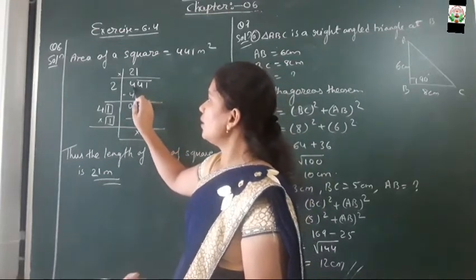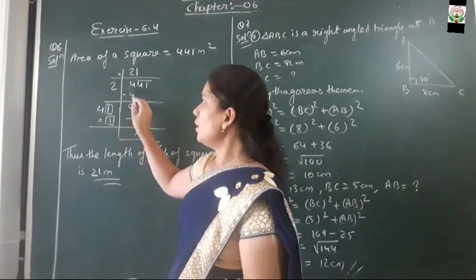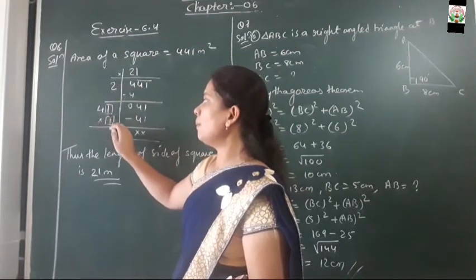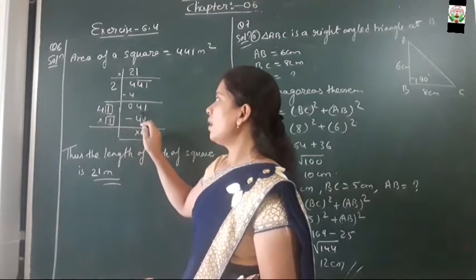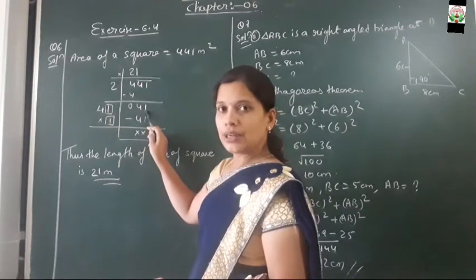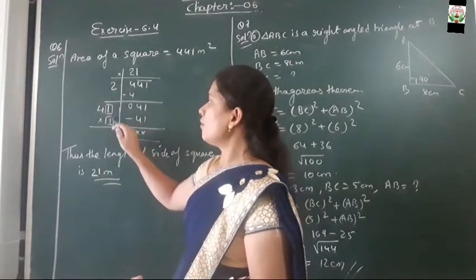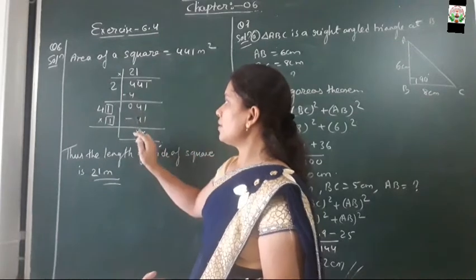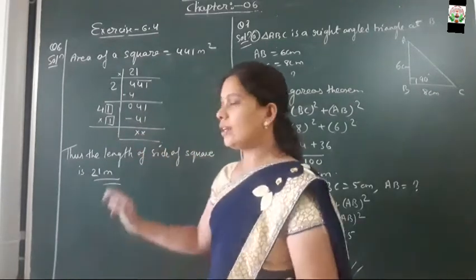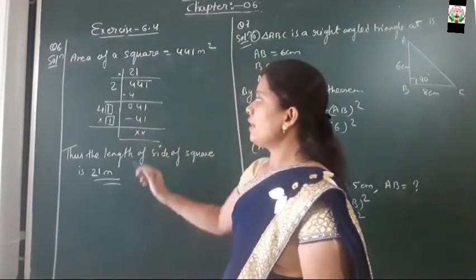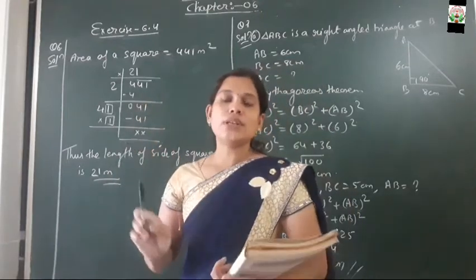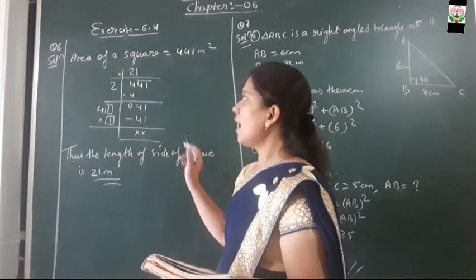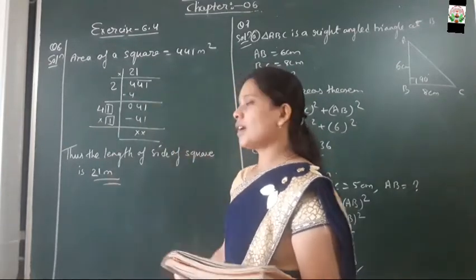So here 4 is an individual number. 2 into 2 is 4, subtracted from 4 it is 0. Now 2 plus 2 is 4. Now 4 will be multiplied by which number to get 41? 1 will be multiplied, and that 1 comes in the quotient. So 21 is the answer, 41 subtracted from 41 gives 0. We can say that 441 is a perfect square. That's why no remainder is left in the long division method. Hence 21 meters is the length of the side of the square.